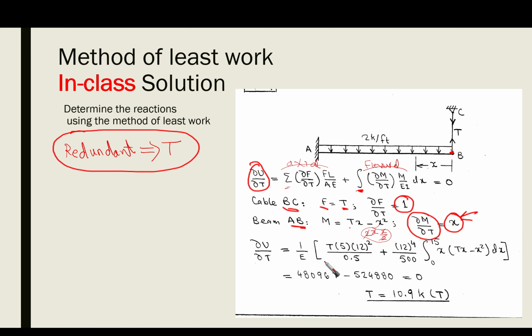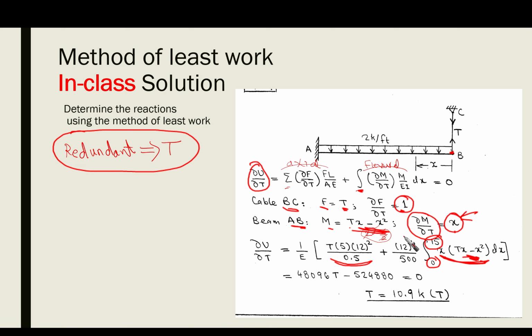Partial U, partial T, it is very easy now. We can substitute in our main equation with the number of members, it's only one member, which is CB. We are dealing with it as a truss member, so you can substitute easily here, plus the integration from 0 to 15, which is the length of our beam, and this is the expression inside it, which is X times M, which is Tx minus X squared. It's similar here. This is 1 times, also here, partial F, partial T, FL over EA.